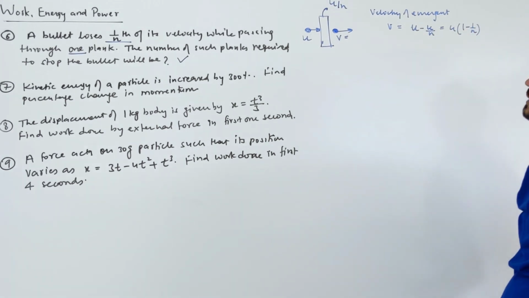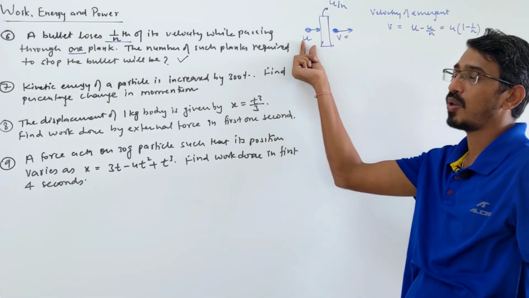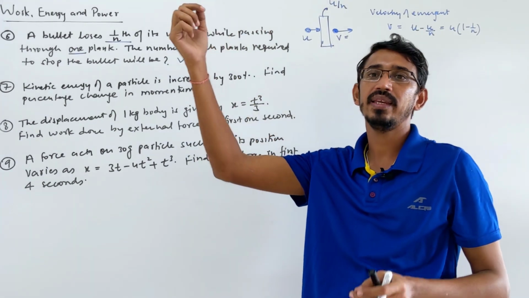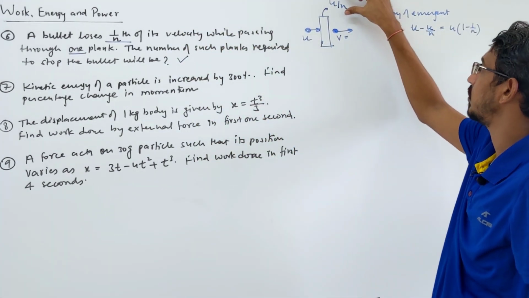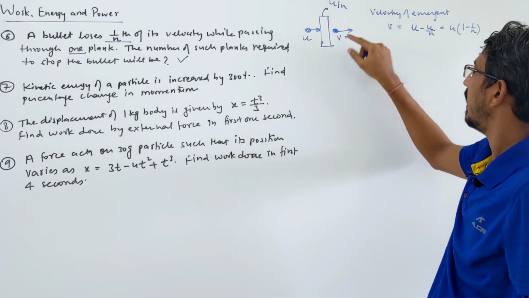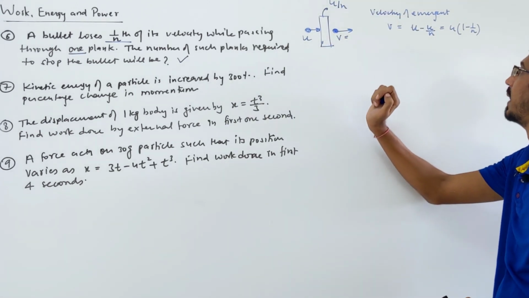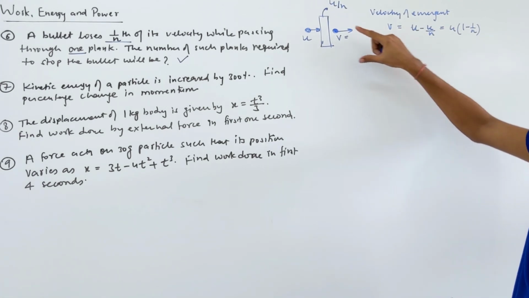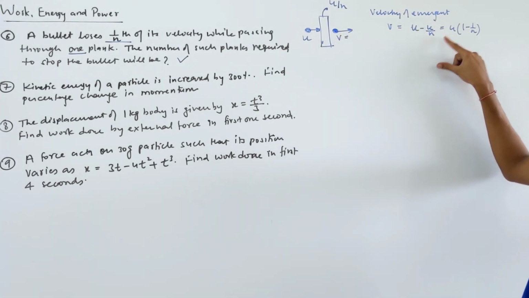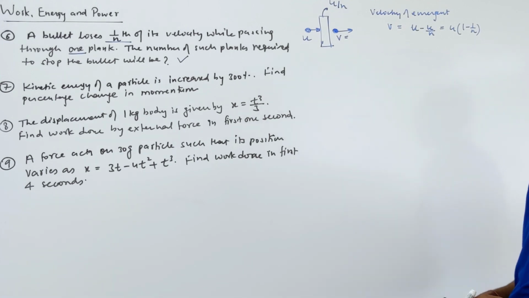Can you understand this? U is the initial velocity entering into a plank, and in the plank it loses velocity u by n, like u by 2, u by 3, some part is lost. So at what velocity does it come out from this one plank? The velocity after coming out of the plank is initial minus loss, u minus u by n. Okay, so that is the velocity it comes out with.